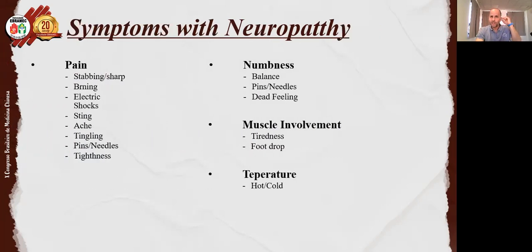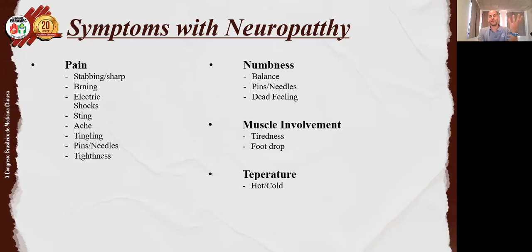So symptoms that can be occurring when we have neuropathic pain could be a stabbing feeling, a burning feeling, an electric shock feeling, stinging, itch, tingling, pins and needles, tightness. Okay, all this sensory input could be interpreted as pain. Okay, numbness. Okay, balance. Okay, why do I mean numbness and balance?